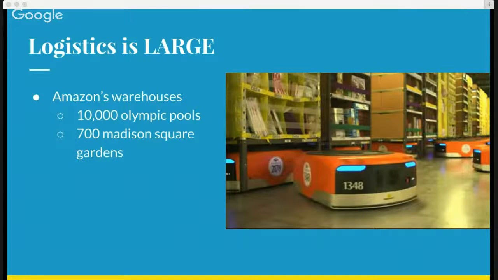So Amazon's warehouses are as big as 10,000 Olympic pools and 700 Madison Square Gardens. So much like Walmart, it's got tons and tons of responsibility to know what's being shipped where, who's ordering what, when it's going to be there, and this is all dealt with by supply chain management.